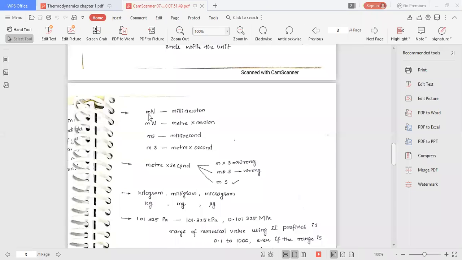That means this is a milli. If space is there, you have to write this is a meter. If space is there, meter into Newton. If space is not there, what is the symbol for m? It is a milli. Milli.